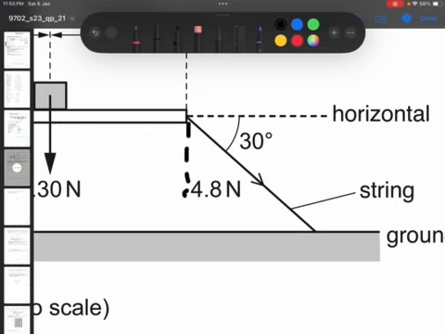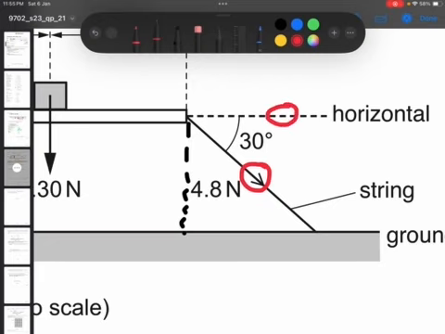Vertical component, of course, it will be like this, in this direction. So the first thing is that we have the tension in the string itself is 4.8 newtons. Now, to resolve it vertically, we have to consider that the angle that this tension, which I'm indicating by this red, makes with the horizontal is 30 degrees.